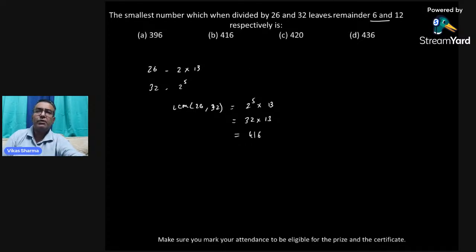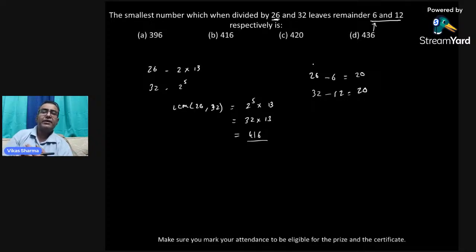Now what do we do with these two numbers when it leaves a remainder of 6 and 12 respectively? That means when we divide by 26, it should leave a remainder of 6, and when we divide by 32, it should leave a remainder of 12. The number is going to be divisible by both 26 and 32, but 26 minus 6 is 20, and 32 minus 12 is also 20. So it should leave a remainder of 20.